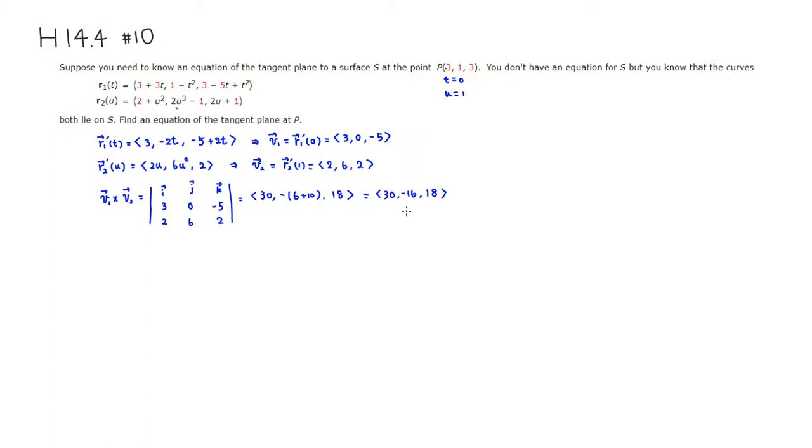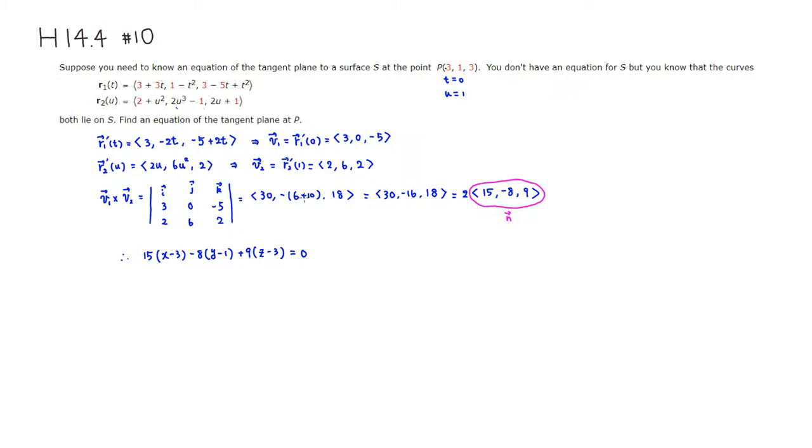Since these are big numbers, at least they're all even, so we can pull out the 2 from there, and you have (15, -8, 9). I'm going to take only this part as our normal vector of the tangent plane. So all we have to do is write the equation: 15 times (x minus 3), minus 8 times (y minus 1), plus 9 times (z minus 3), and this is equal to 0.